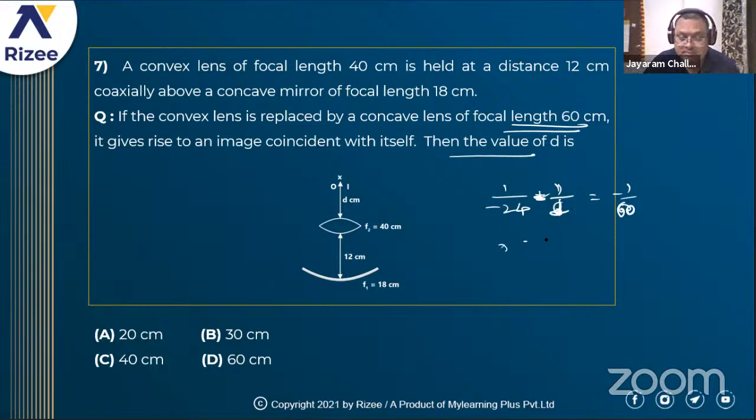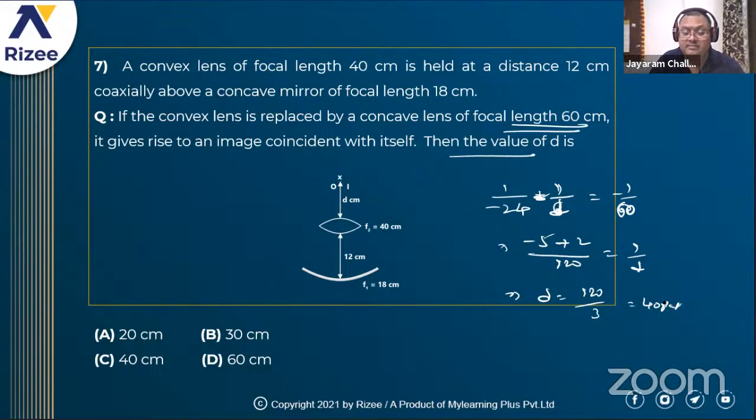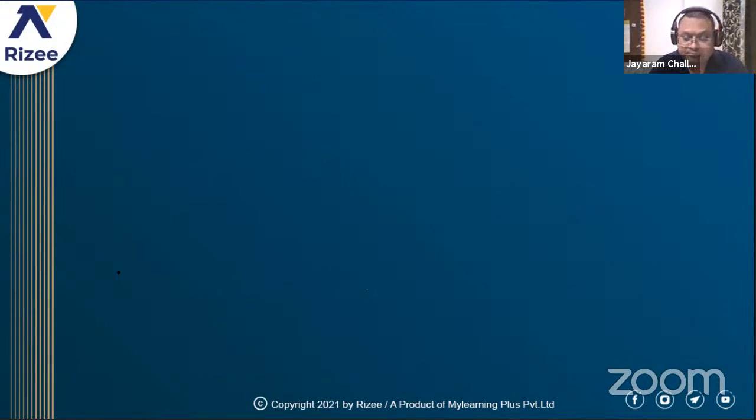So from this one, minus 5 plus 2 by 120 is equal to 1 by d. Or from this one, d is equal to 120 by 3. In the sense, this answer is 40 picofarads. Okay, so this is the condition. The value of the d he has given is 40 centimeters, which is equal to the 40 centimeters. This is your option C.